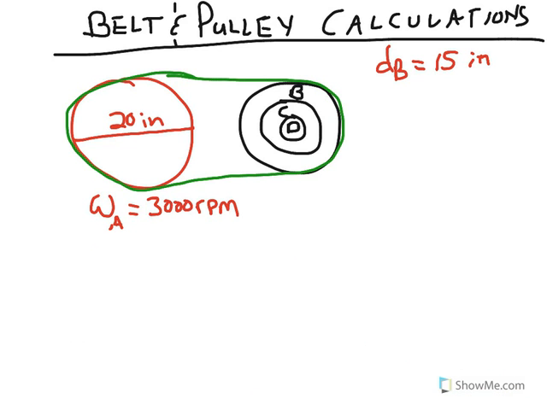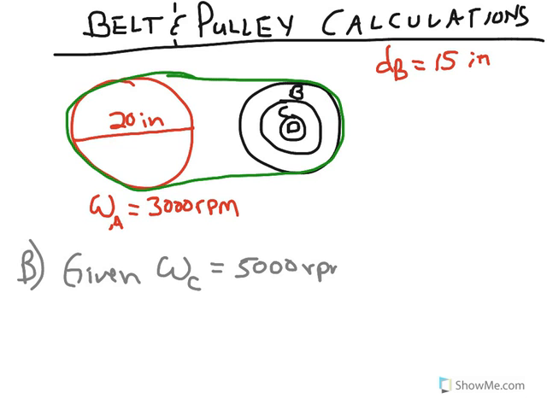The next question is really the same question. Same question in concept. A speed of 5,000 RPM is required when the drive belt is connected to pulley C. So it's saying, given the angular velocity at C is 5,000 RPM. What is the diameter of pulley C? We need to find the diameter at pulley C.